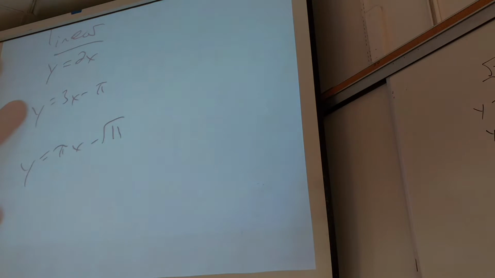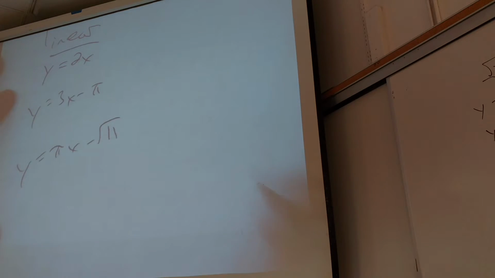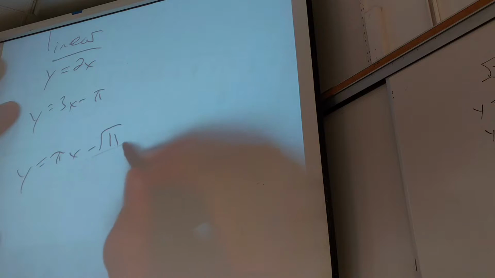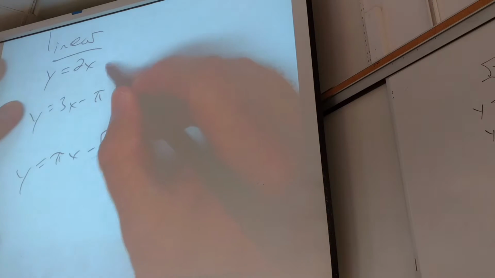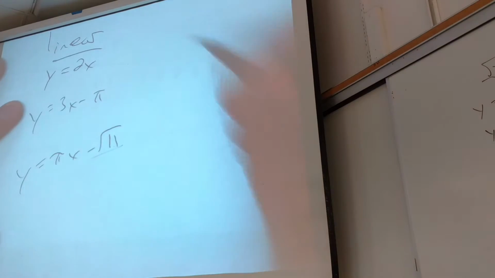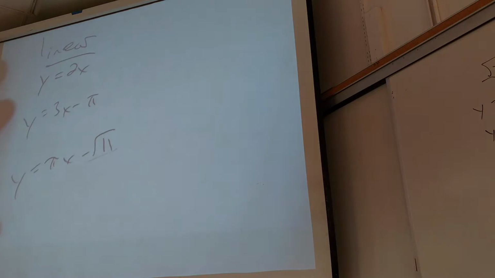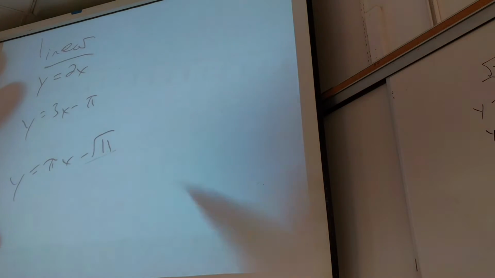What about y-intercept? What's the y-intercept of this one? Negative root 11, right? 0, negative root 11. This one, 0, negative pi. This one, what's here? 0, 0, 0. So the key is they have to be able to be written as y equals mx plus b.